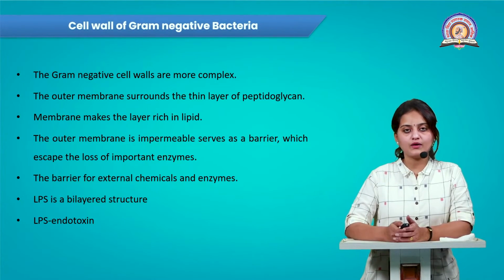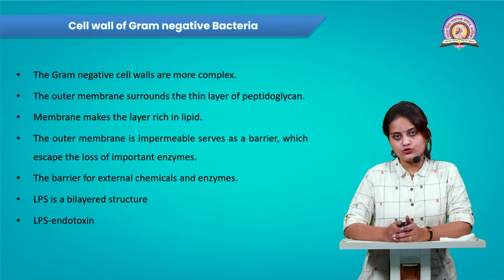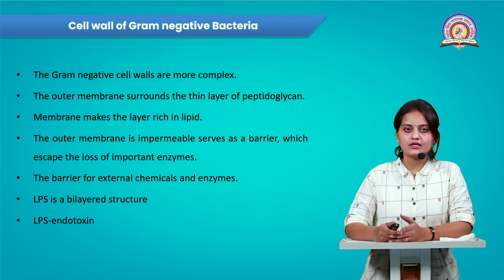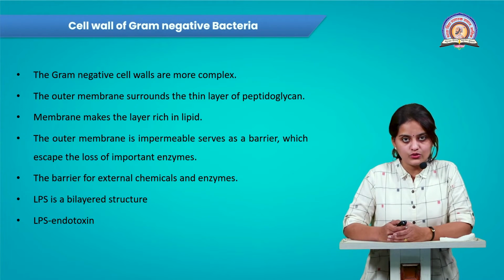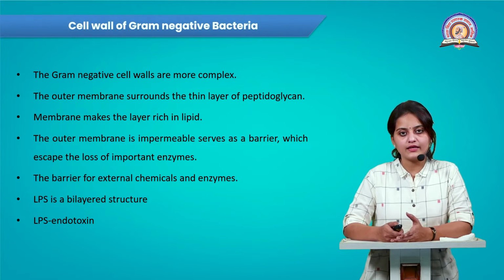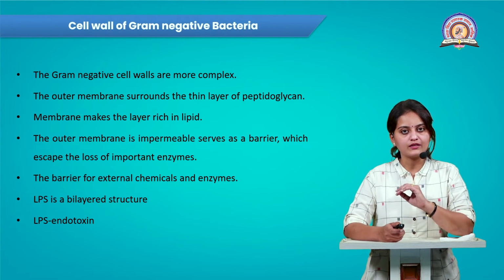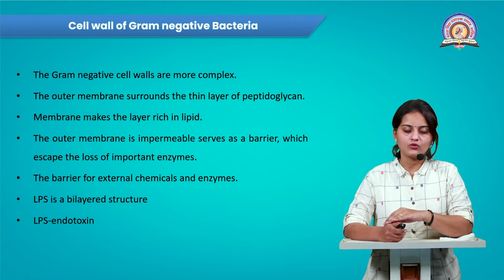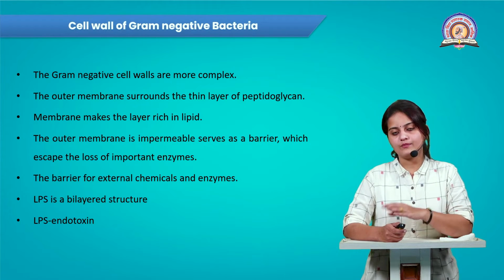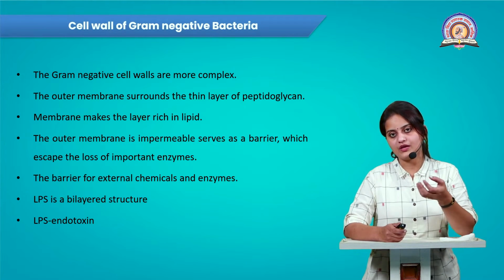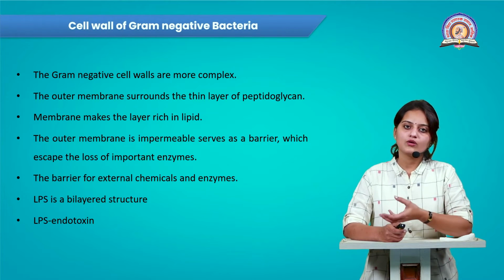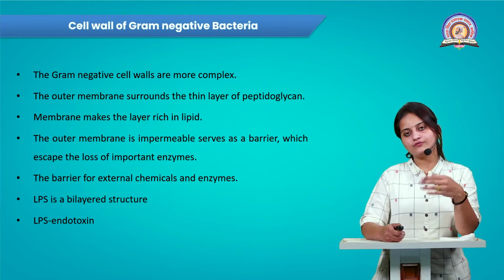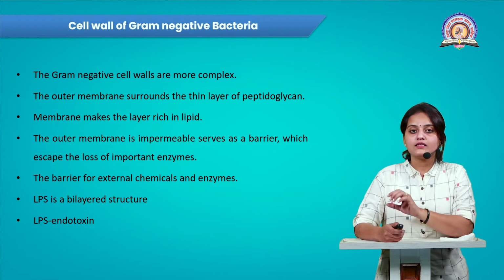Now let's discuss the cell wall of gram negative bacteria. As we have already seen in the last picture, the gram negative cell wall is more complex than that of gram positive bacteria. Instead of a thick layer of peptidoglycan, it contains a very thin layer of peptidoglycan, as well as the lipid bilayer or lipopolysaccharide. As per its name, it is made of lipid and glycans, that is, polysaccharides. The membrane of gram negative bacteria is rich in lipid.